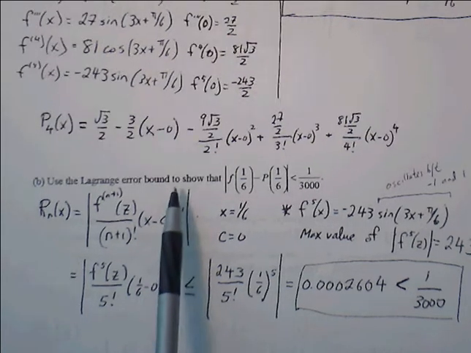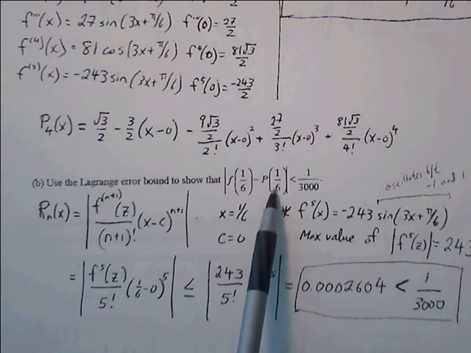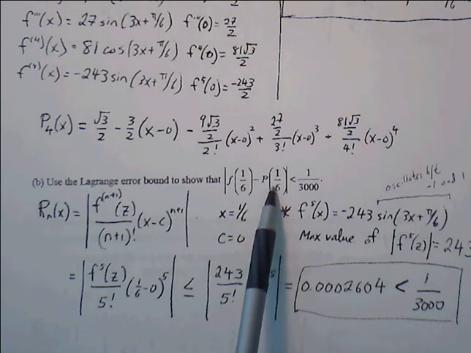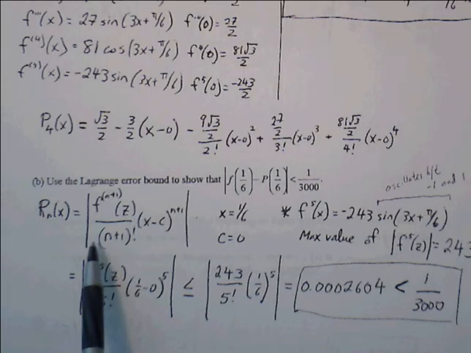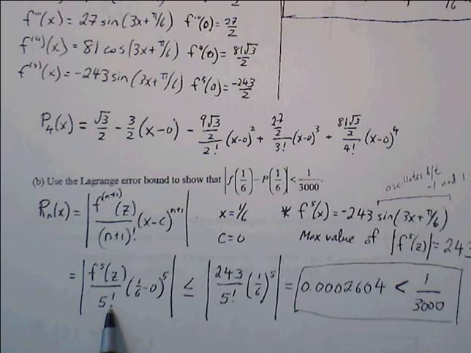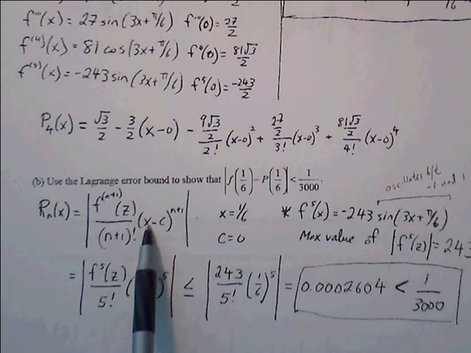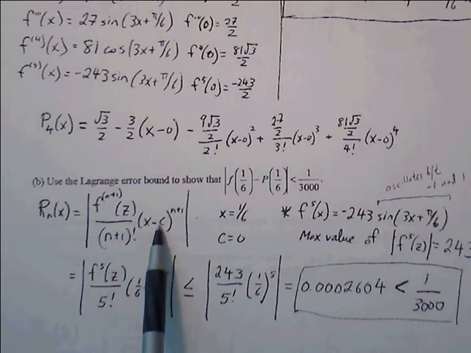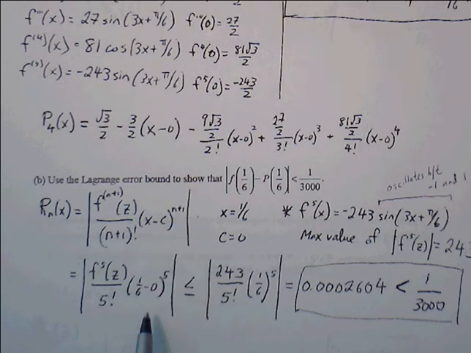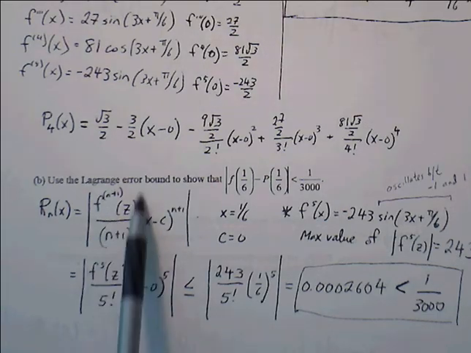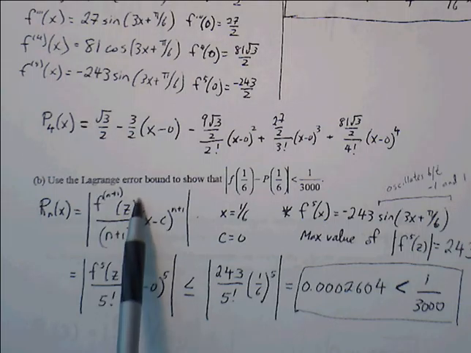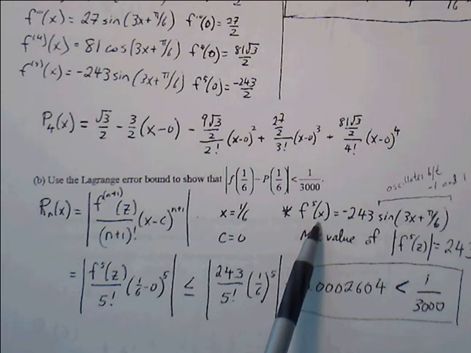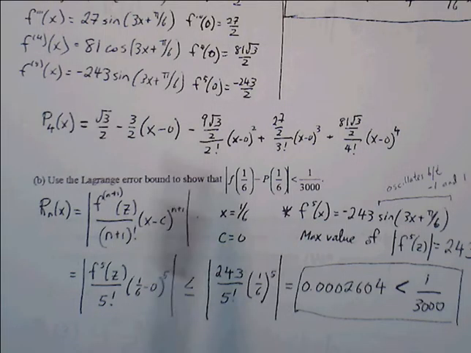Lagrange error bound, now the polynomial that we're working with is the 4th degree, so Lagrange error bound is for the n plus first derivative, so we'll be talking about 4 plus 1, or the 5th derivative evaluated at z, over 4 plus 1, so that's going to be 5 factorial. X is 1/6, c is 0, so 1/6 minus 0 to the 5th power. Now, our work is trying to figure out what will be the maximum value for the 5th derivative evaluated at z. So let's find the 5th derivative first.